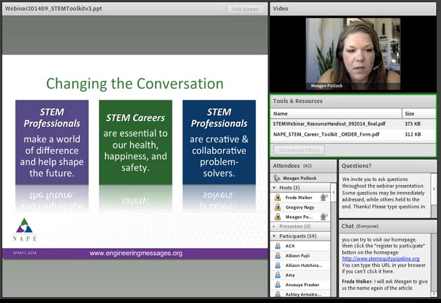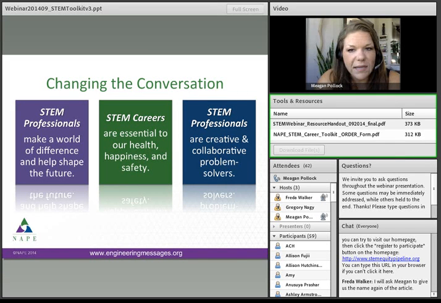The first one is that STEM professionals make a world of difference and help shape the future. The second is that STEM careers are essential to our health, happiness, and safety. And the third is that STEM professionals are creative and collaborative problem solvers. So these are the messages that we want to use when we talk about STEM careers to our students.